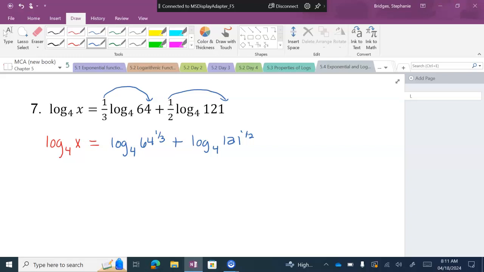And then before I can bring those together, I actually need to figure out what those numbers are. What is 64 to the 1/3 power? Cube root? What would the cube root of 64 be? 4, yep. Plus, then I have to do 121 to the 1/2 power, which means I'm going to take the square root. What's the square root of 121? 11.